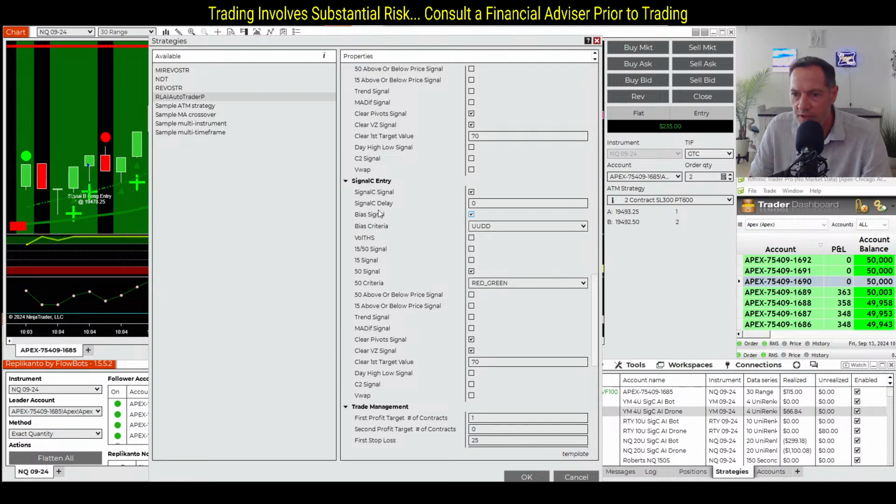So signal C here, I'm adding background bias. Up, up, or down, down. Up, up, down, down is only green or red. We have a couple other options for you to pick there, but those are the strongest indicators.